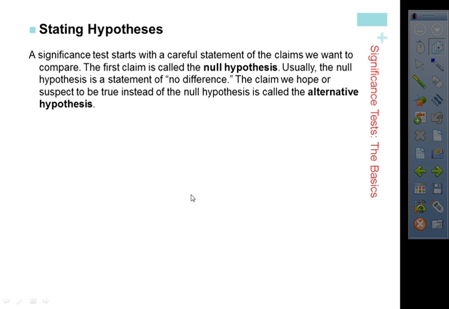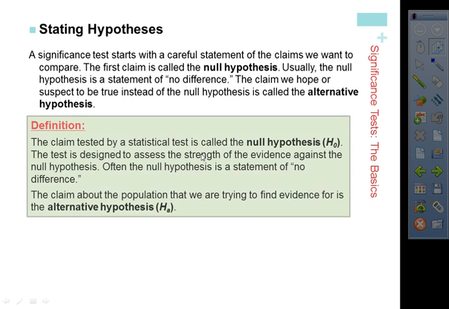A significance test starts with the careful statement of the claims we want to compare. The first claim is called the null hypothesis. Usually the null hypothesis is a statement of no difference. The claim we hope or suspect to be true instead of the null hypothesis is the alternative hypothesis. So here we go. It's what I talked about in class. The null hypothesis is H naught, and then HA is the other.